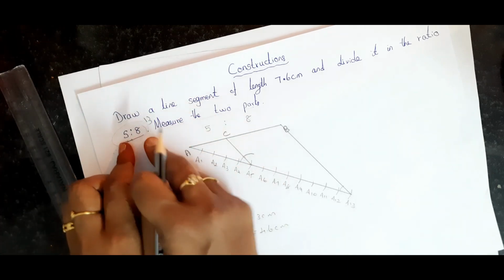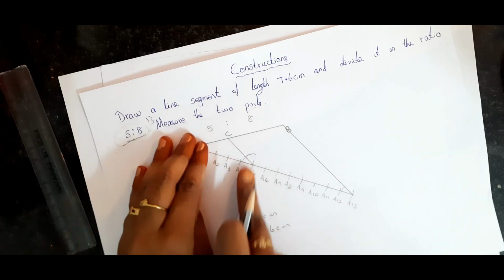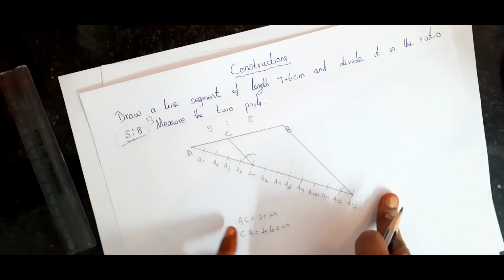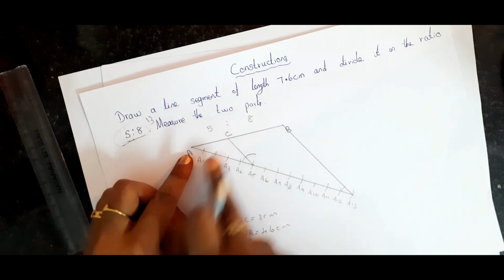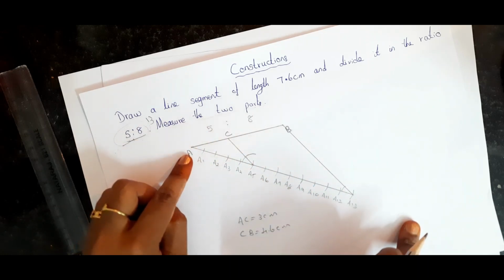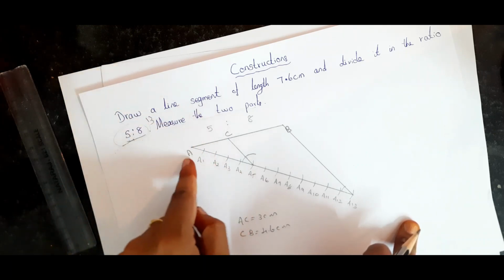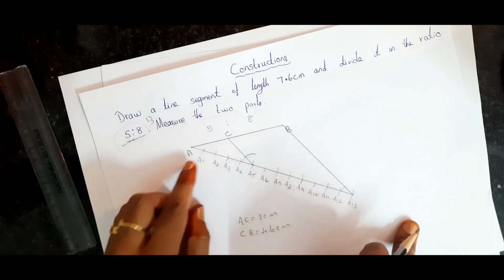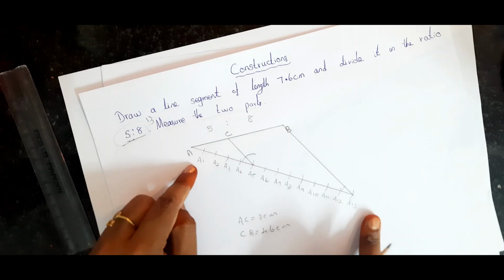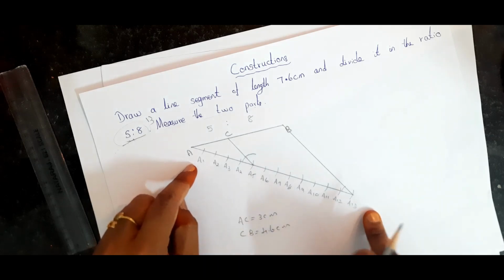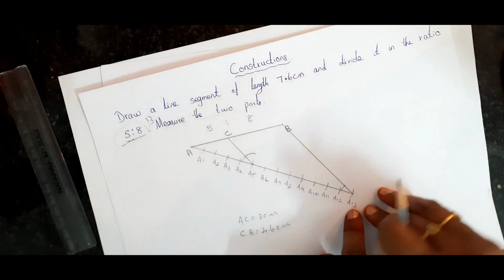Then you just add the ratio. Our ratio is 5:8, so 5 plus 8 equals 13. So 13 equal parts I should make. I took 1 centimeter. If you take 2 centimeter, you need to make 13 equal parts using 2 centimeter. So I took 1 centimeter, and 13 times you should cut, so we will get 13 equal parts. Then the last point A13 and this B, using scale we have to join.